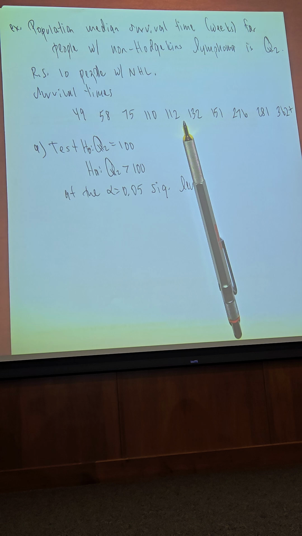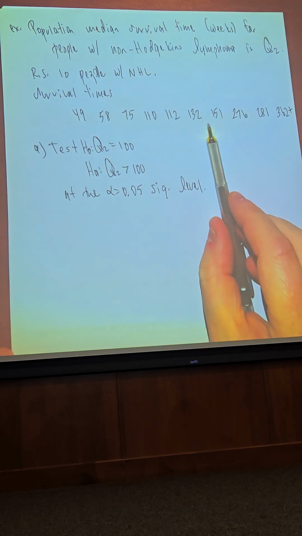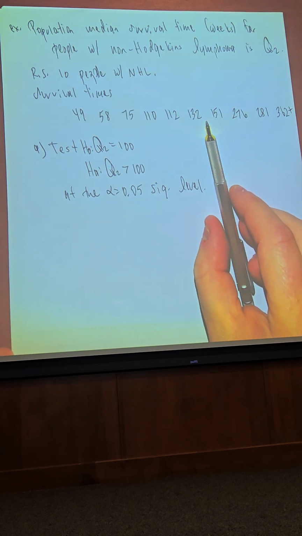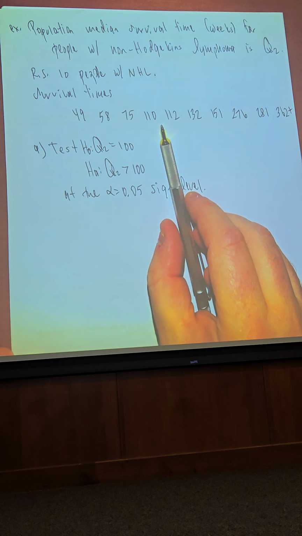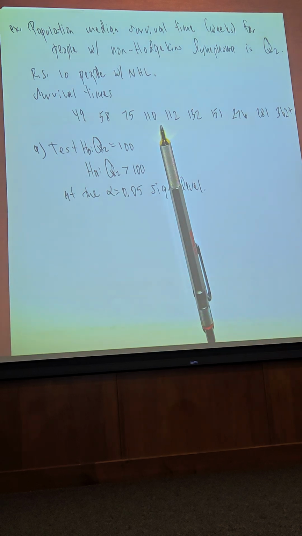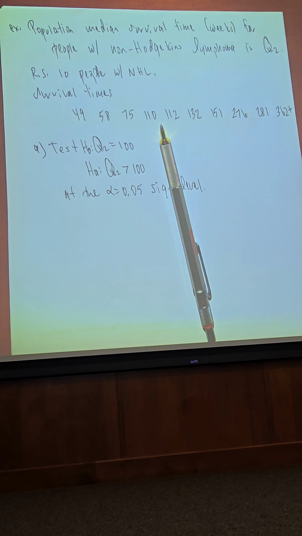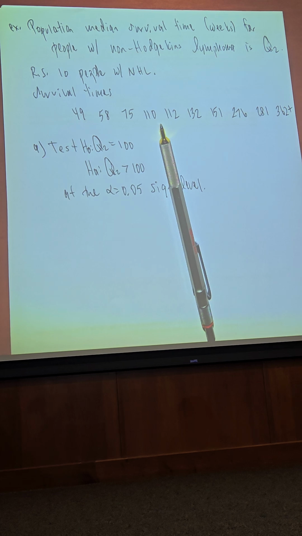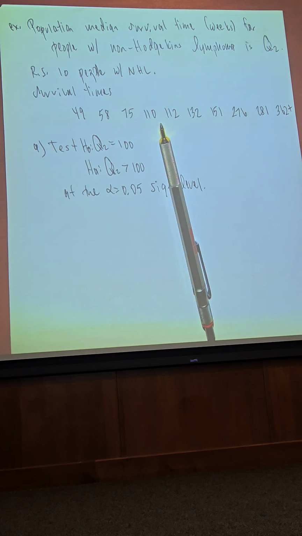What if I'm testing 111 versus greater than 111? You would say, if the median was 111, I should get about half my data points less than 111 and about half my data points more than 111. Does my data set seem relatively reasonable with a median of 111? Is 111 a plausible value for that median? Sure, I think so.